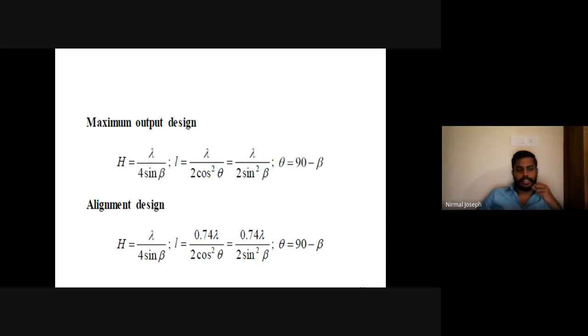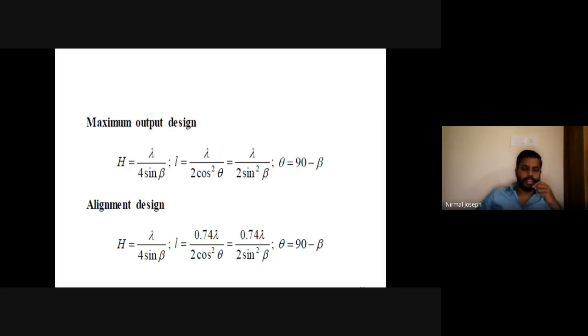And the second is the alignment design. In this alignment design, h should be lambda by 4 sine beta. There is no difference in h. The only difference is in the calculation of the length of each leg, where 0.74 lambda is there in place of lambda. L is 0.74 lambda divided by 2 cos square theta, which is equal to 0.74 lambda divided by 2 sine square beta. Just remember this equation and present it. Other than that, there is nothing.